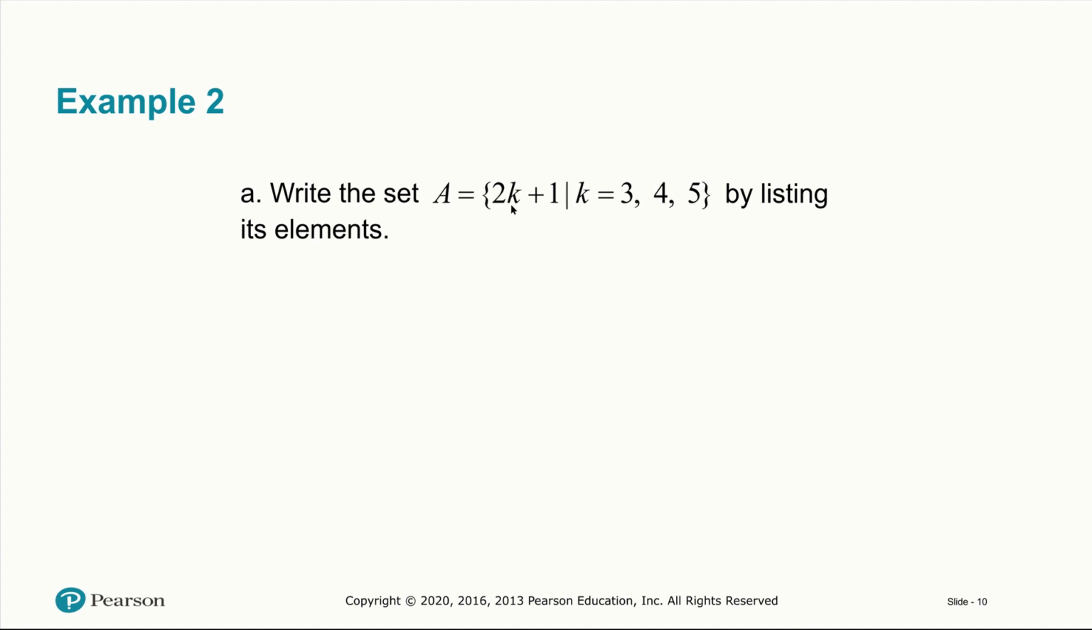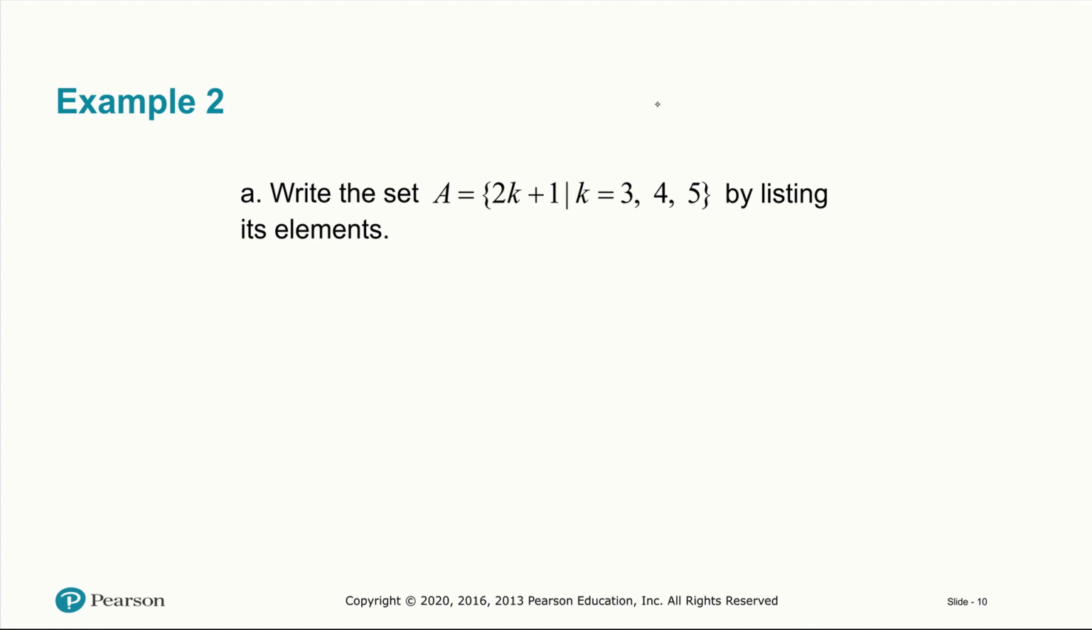All right, so here we have the set A is the set of all elements of the form 2k plus 1 such that k equals 3, 4, or 5. So this is a very, very limited and finite set. You're only going to run through 3 values of k, namely 3, 4, and 5 in this expression. So you just go ahead and start running through it.